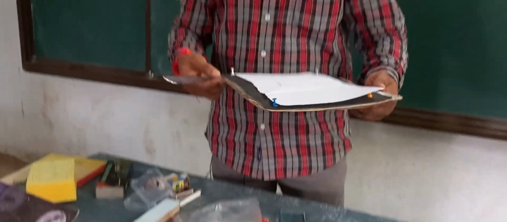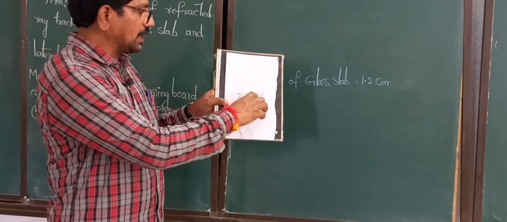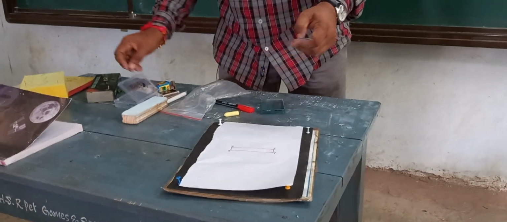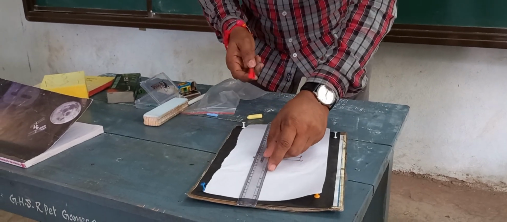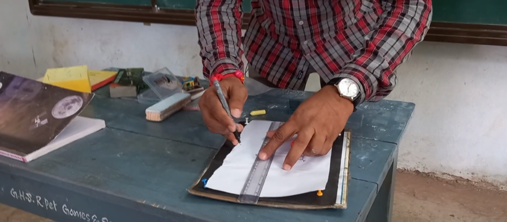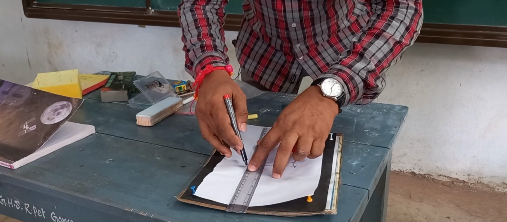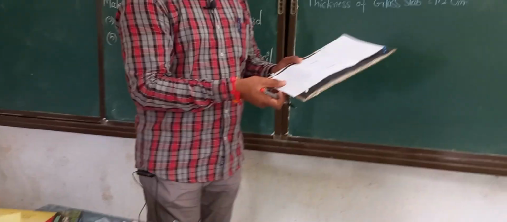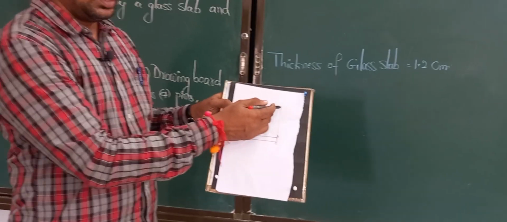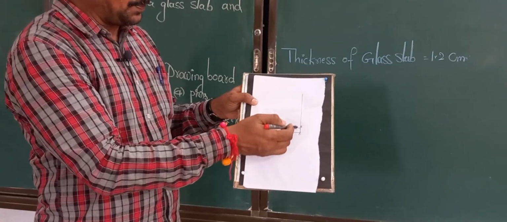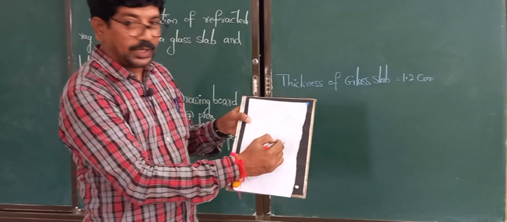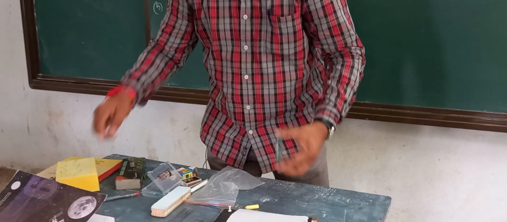Do you have the protractor? For the boundary of the glass slab AB, draw the perpendicular at the point B. Here I am drawing the perpendicular at the point B. Perpendicular in the sense how many degrees? 90 degrees. This line is the perpendicular to side AB. Are you clear about that one? This is making an angle of 90 degrees.